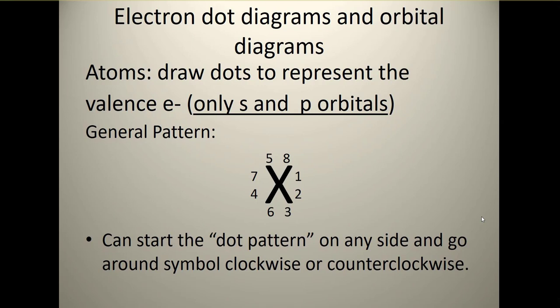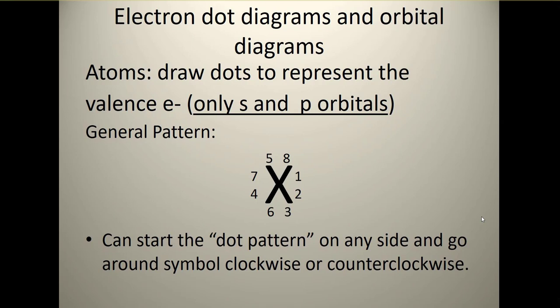Electron dot diagrams and orbital diagrams are diagrams that are able to describe what's happening with the valence electrons of the atom. It's the valence electrons that do the bonding, and so that is their importance, for us to understand where they are so that we can see how it will bond. So let's look at an electron dot diagram. The general pattern is there on the screen.